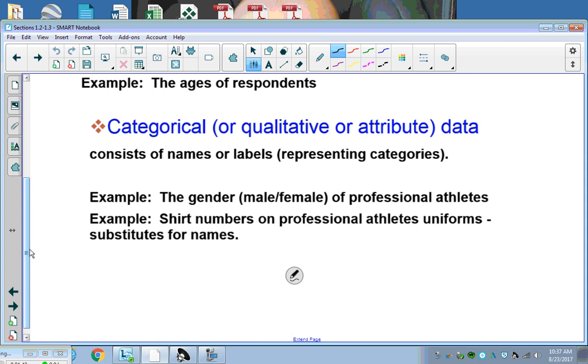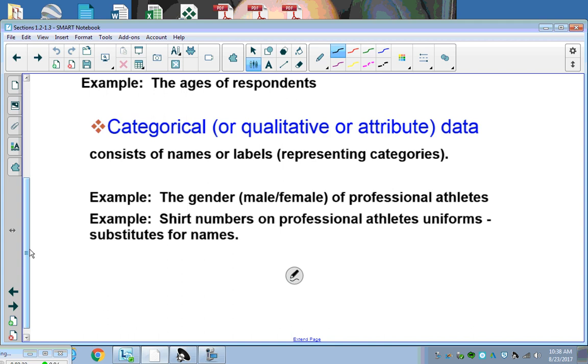So in this case here, it says gender, male or female, what's your favorite color, what's your favorite ice cream. The test here is whether it's meaningful if I add things together and divide by the number of things to get a mean. How would I be able to add together chocolate, vanilla, and strawberry ice cream and divide by 3? That wouldn't make any sense, would it? So that's a good trick to say, hey, that means it's got to be categorical or qualitative data.